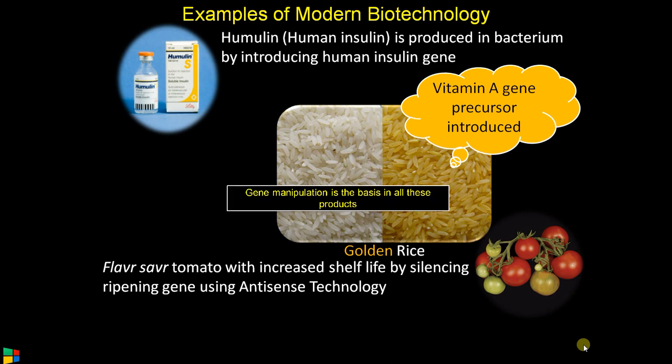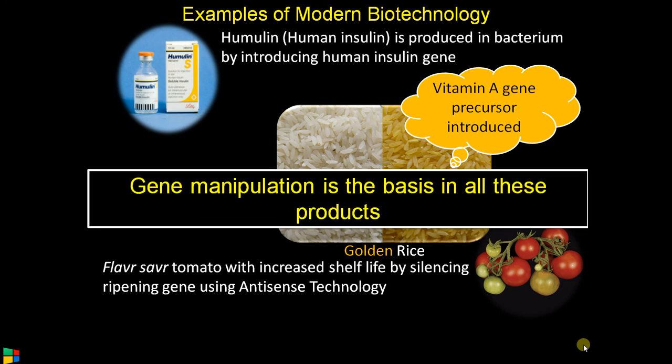In all these cases, gene manipulation has happened. It is the basis of all these products. In modern biotechnology, we know the exact gene and we have introduced that gene and manipulated it at the genomic level, so ultimately forming a product of our desirable quality.